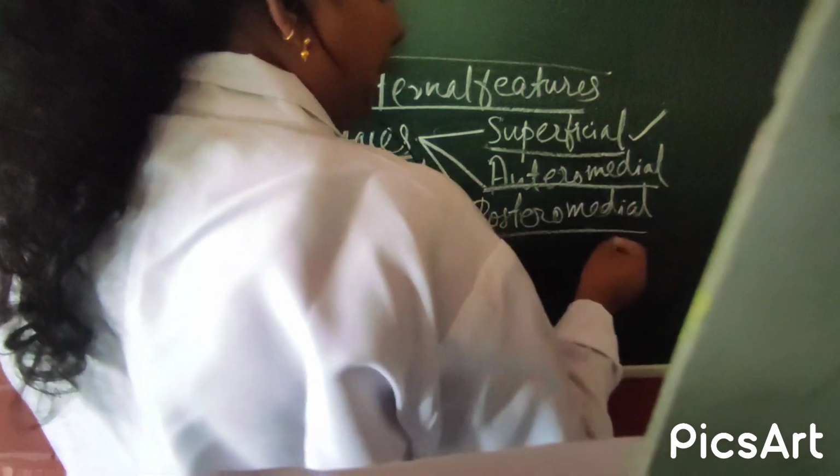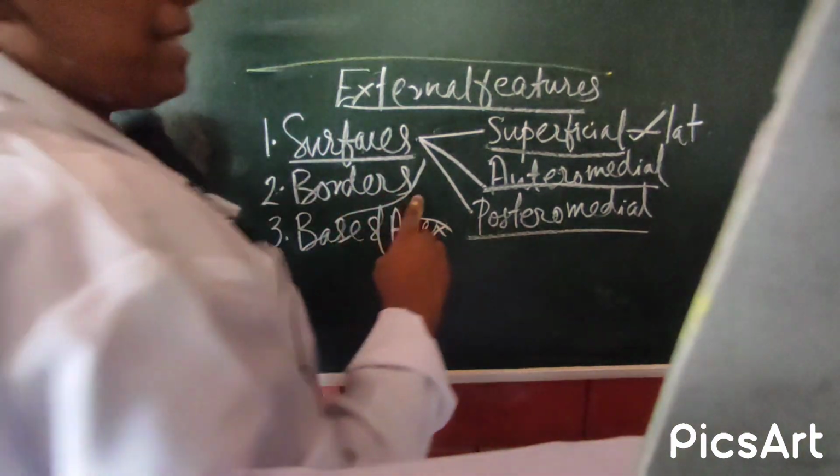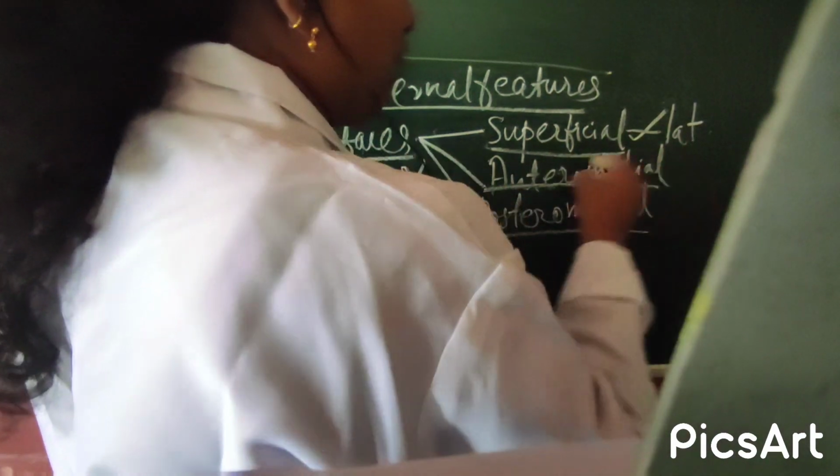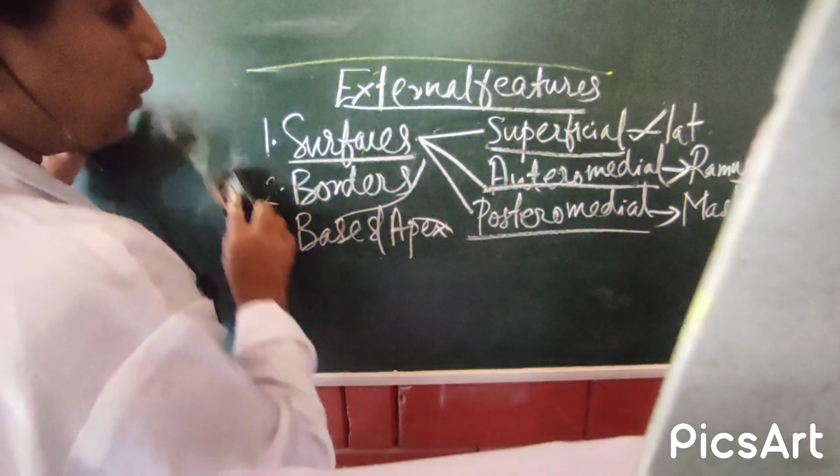The superficial surface is the surface which can be seen externally, so it is otherwise known as the lateral surface. The anteromedial surface is the surface presenting towards the ramus of mandible, resting over the ramus of mandible. The posteromedial surface is present towards the mastoid process. So these are the three surfaces. We will see the diagram of the three surfaces.